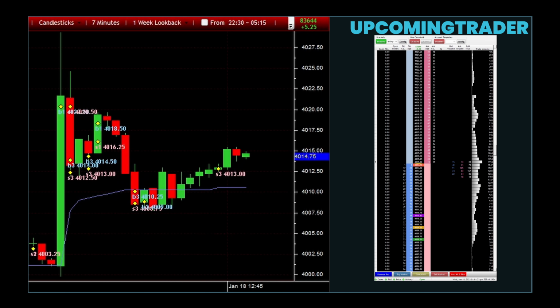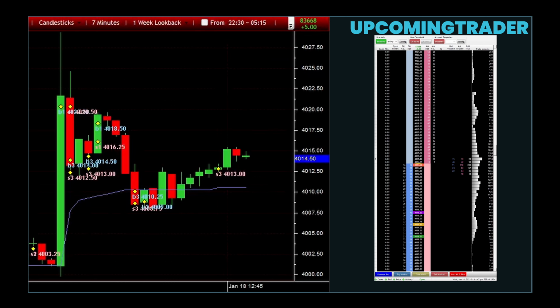The falling three methods is the opposite of the rising three methods. It occurs during a downtrend where you have three small bullish candles within the range of a large bearish candle, followed by another bearish candle. This signals that the trend is likely to continue downward, giving you a good entry point for a short trade.